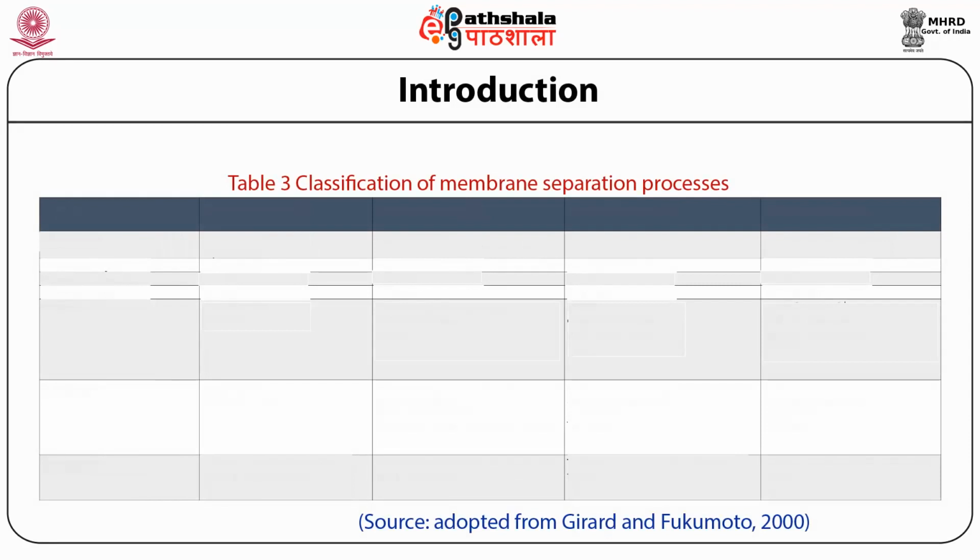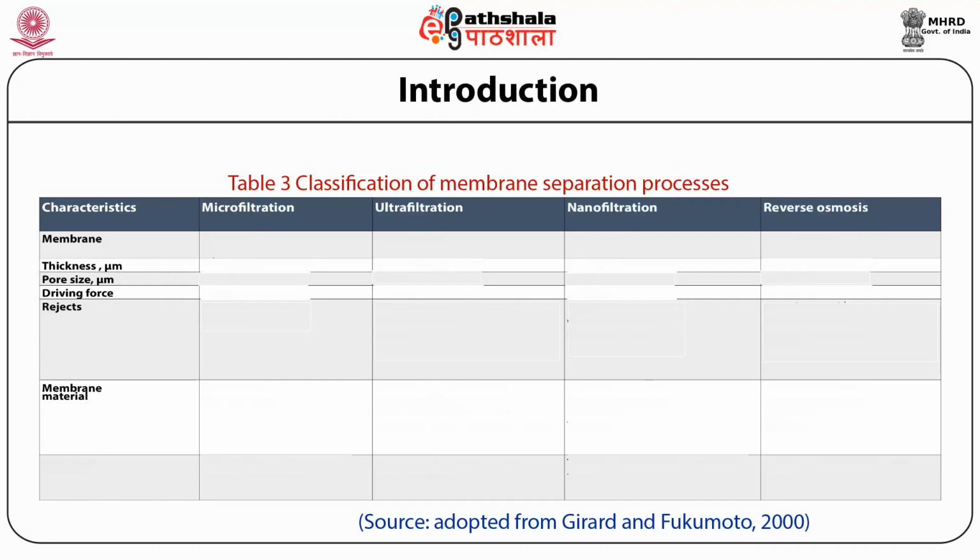Table 3 shows the classification of membrane separation processes. Here different things are given, like characteristics, which include membrane thickness, pore size, driving force, which components are rejected, and what type of membrane material is used. These are the 4 processes: MF, UF, NF, and RO. In MF, normally a symmetrical or asymmetric type of membrane is used. In UF, mainly asymmetrical. Also in NF, an asymmetric membrane is used. In the case of reverse osmosis, asymmetric as well as composite membranes are used.